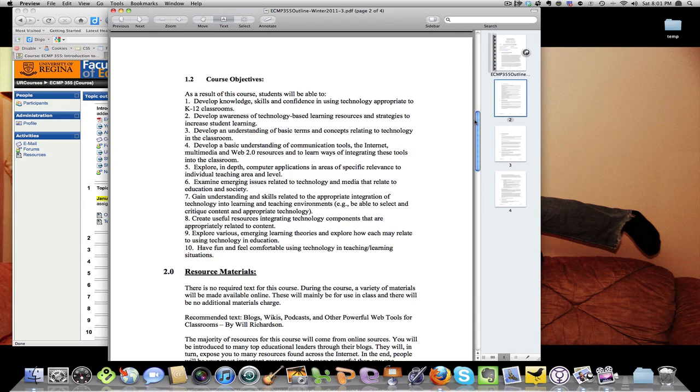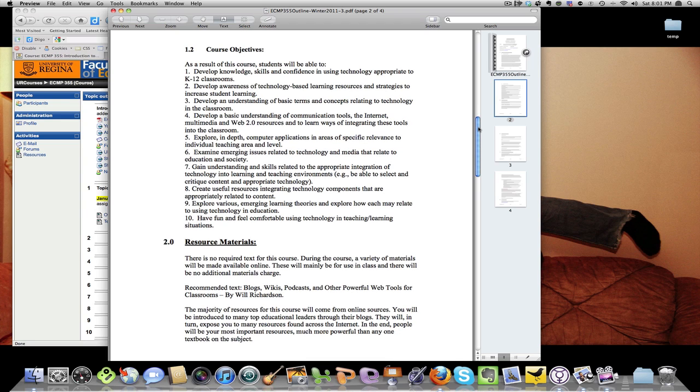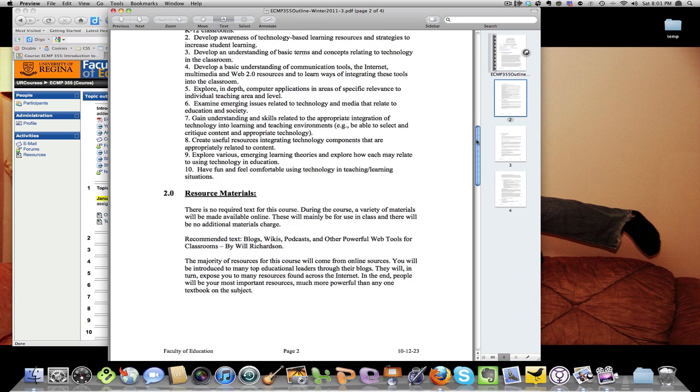As you can see, the course objectives are up there. I'm not going to spend time going through each one of those, but you get a sense. Number 10, I think, is quite important: we want to have fun with this. There's nothing worse than a boring learning environment. We try to have a lot of fun in the class and spend some time experimenting, without a whole lot of stress, because it can be really fun, motivating and engaging, and that's the whole point of using technology in the classroom.